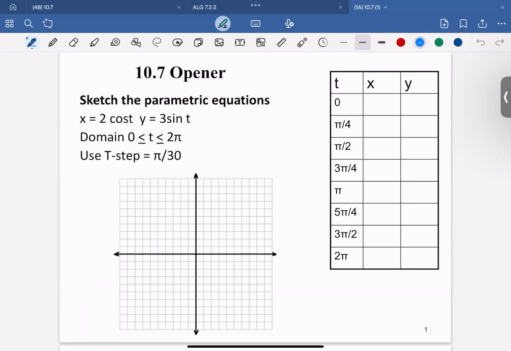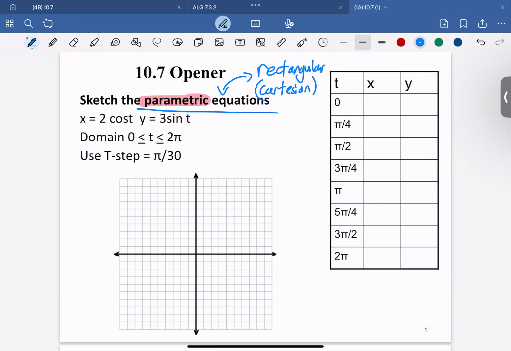Anyways, 10.7 opener. So this is a quick recap of what we did last class in 10.6, but we are sketching the parametric equations right here. And remember what we did was switching back between rectangular and parametric. And another word for rectangular is Cartesian. But yeah, this is what we did last time. So you're going to make sure your calculator is in parametric mode by going to mode and then changing that to parametric.